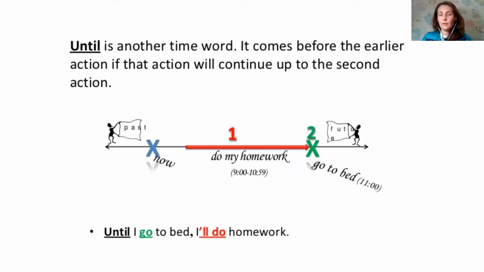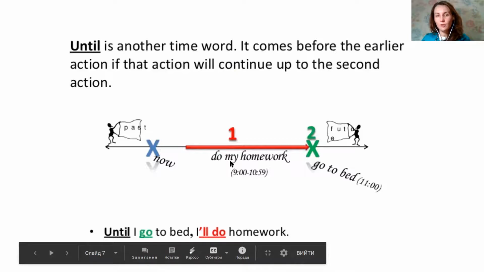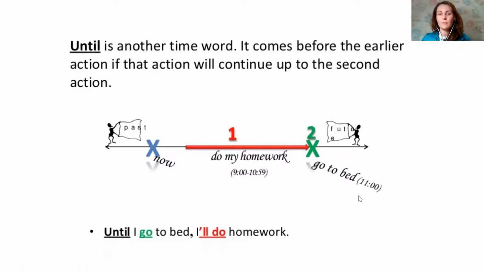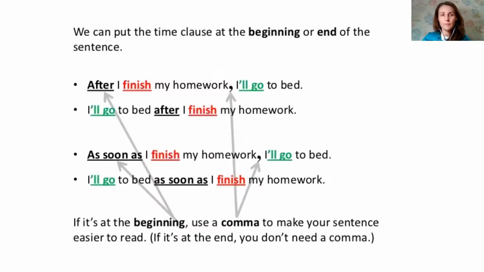Okay, until is another time word. It also comes before the earlier action if that action will continue up to the second action. For example, until I go to bed, I'll do my homework. This is something you can promise to your parents, apparently. So I will be doing my homework from 9 till 10:59, and then I will go to bed. So until I go to bed, I'll do my homework.